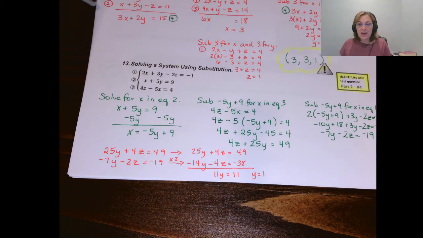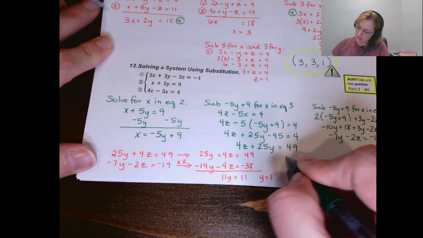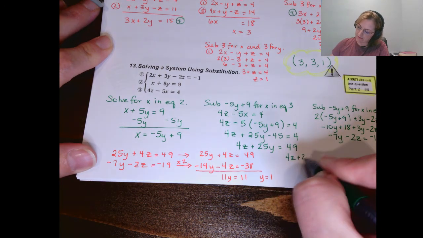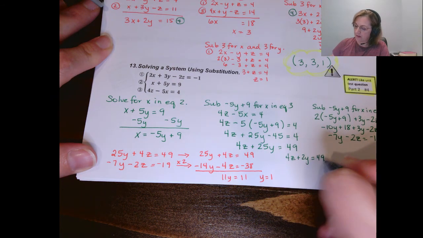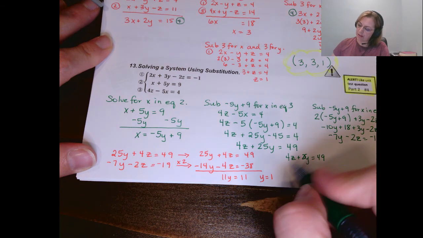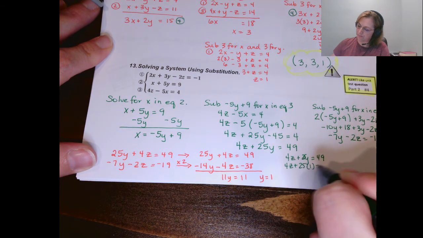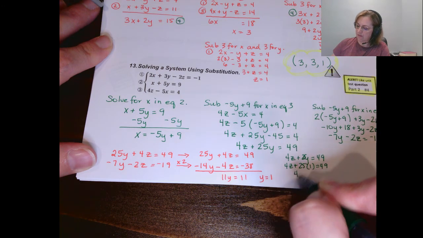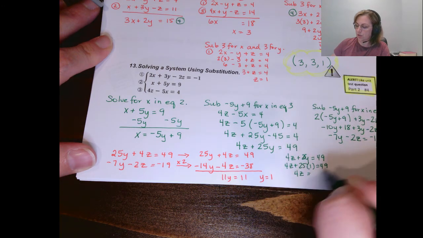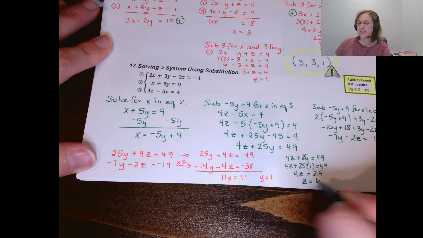Now that I know one of the values, we backtrack, right? We take one of these 2 equations. I'll take this one. 4z plus 25y equals 49. Plug in 1 for y. So that 4z, notice I'm going to subtract the 25 from both sides. And I get that z is 6.